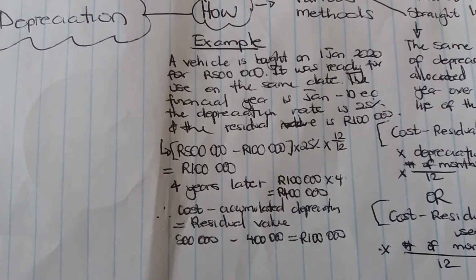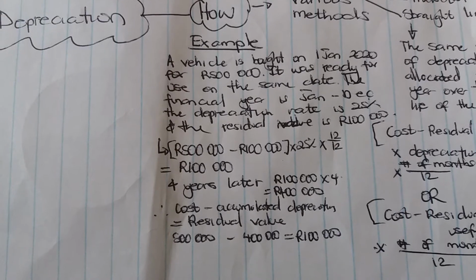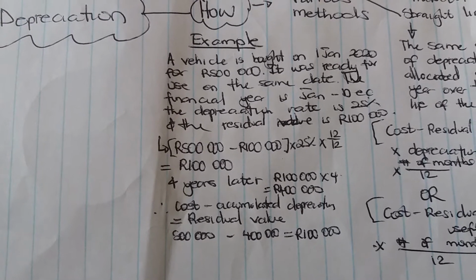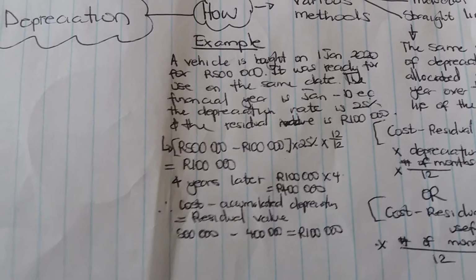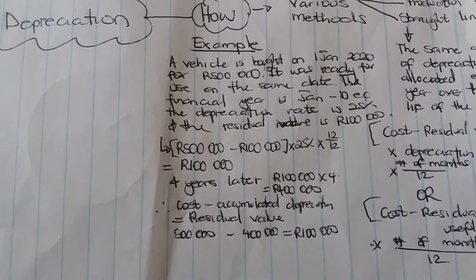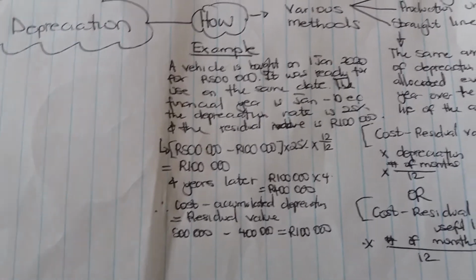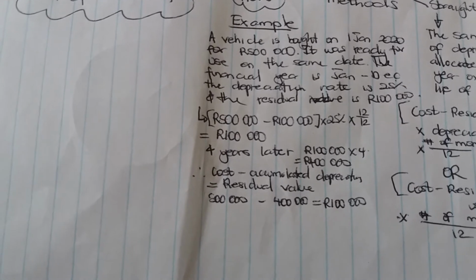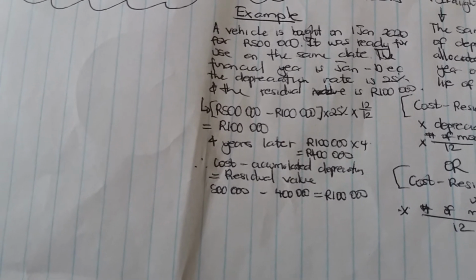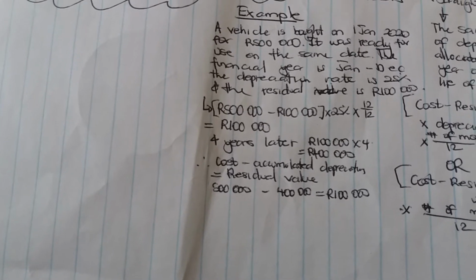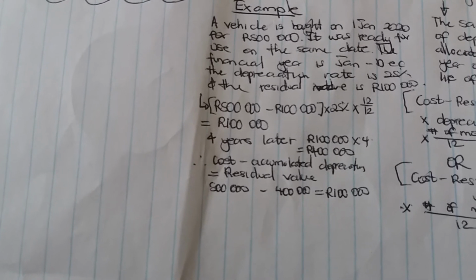A vehicle was bought on the 1st of January 2020 for 500,000. It was ready for use on the same date. The financial year is 1st January to 31st December 2020. The depreciation rate is 25% and the residual value is 100,000. You can do this with me. 500,000 minus 100,000 times 25% times 12 over 12 gives you 100,000.